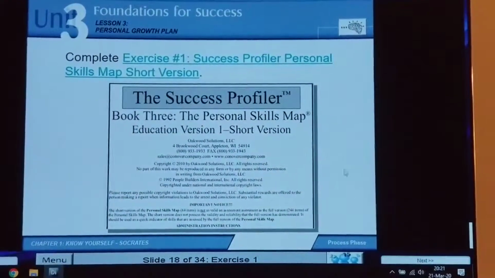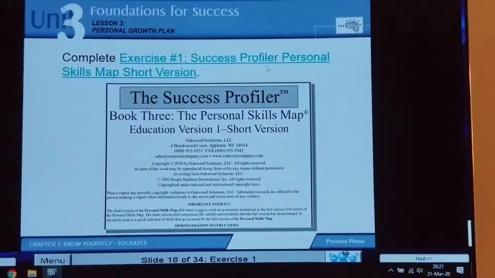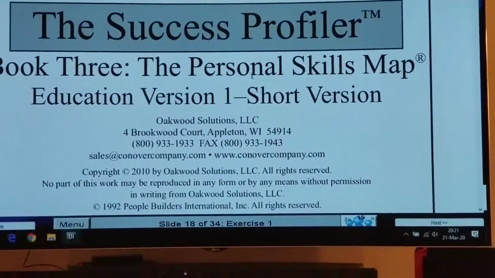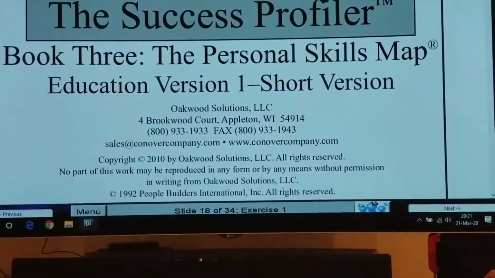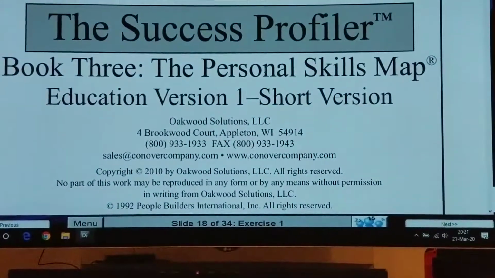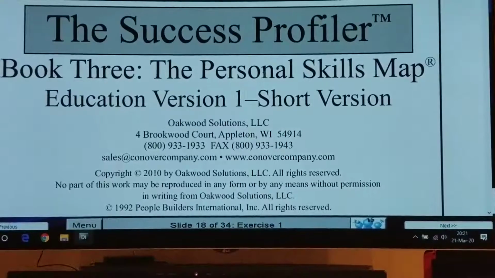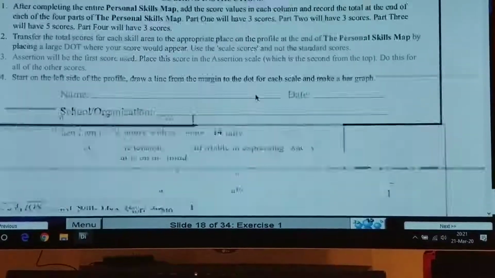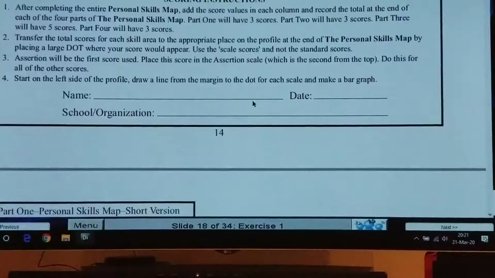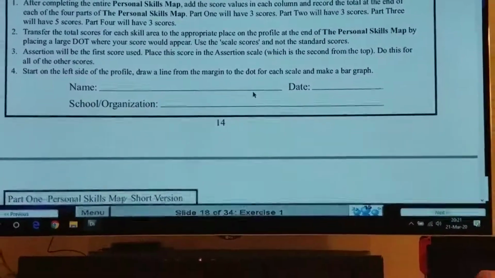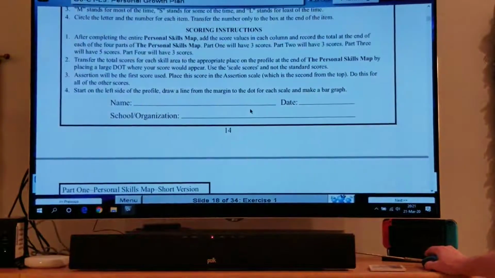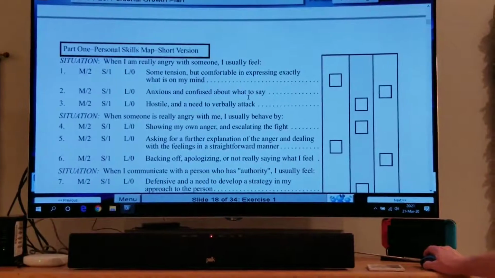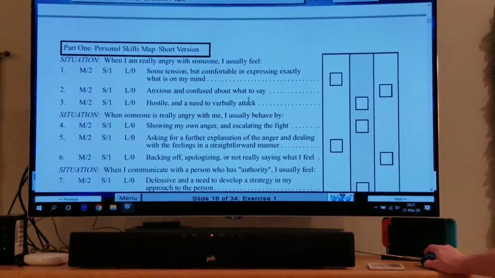All right, the success profile I'm going to go through very quickly because I know some folks are still confused about what it is they're supposed to do with this. This is the success profile, also known as the personal skills map. I have a copy of this included in Google Classroom. This will be the last assignment due this week. So the first page is your name, school organization, date. Blue or black non-erasable ink. That will not change. Then I recommend that you either use erasable ink or pencil to fill in these.